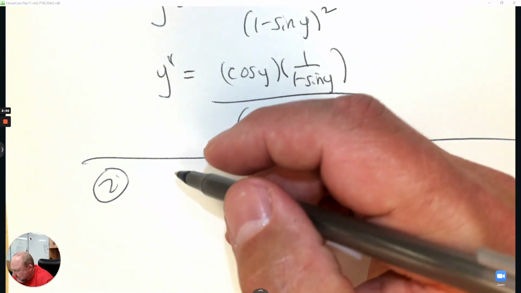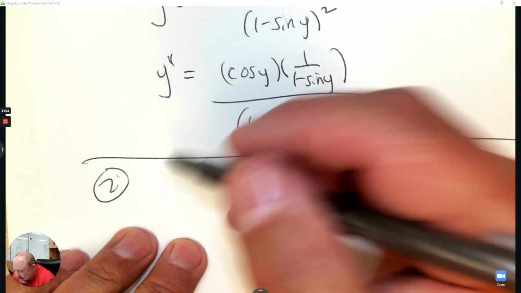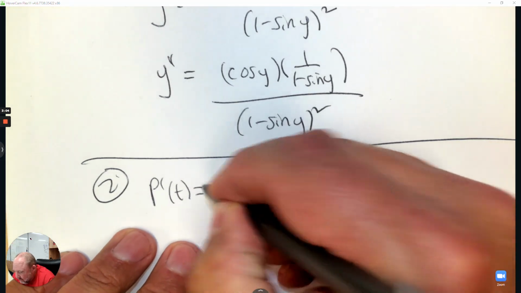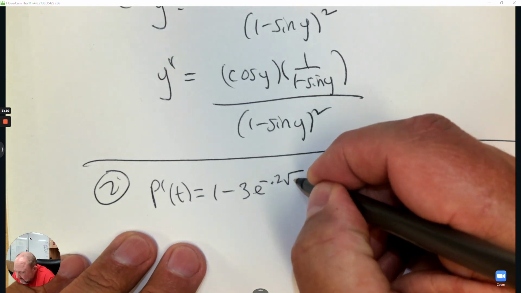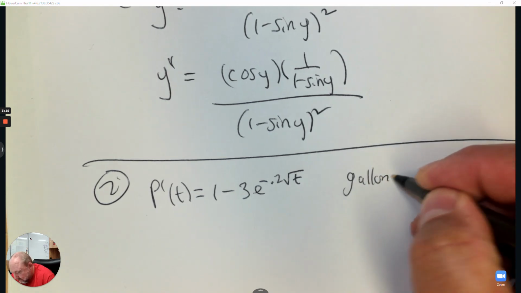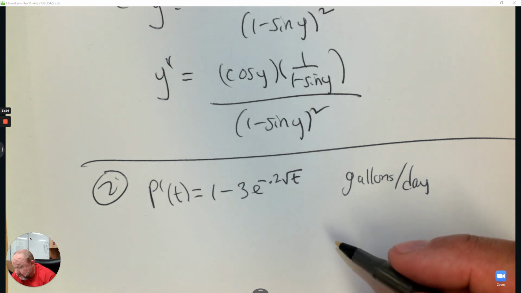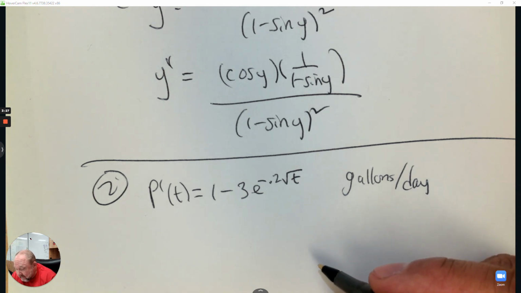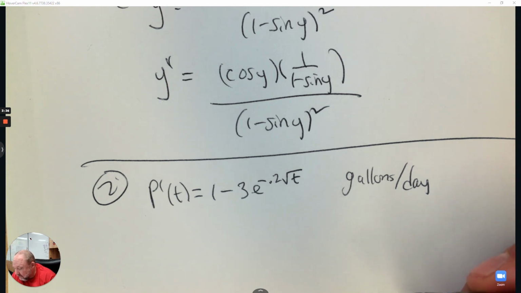Number 2 on here. Calculator allowed. The number of gallons of a pollutant in a lake changes, and it gives you a derivative. So the rate of change is there. It's ugly, but the calculator doesn't care. That's gallons per day. It's good to know your units. T is in days. There are 50 gallons in the lake at time t equals 0. So the initial amount is 50 gallons. The lake is considered to be safe when it contains 40 gallons or less of pollutant. Is the amount of pollutant increasing at time t equals 9?